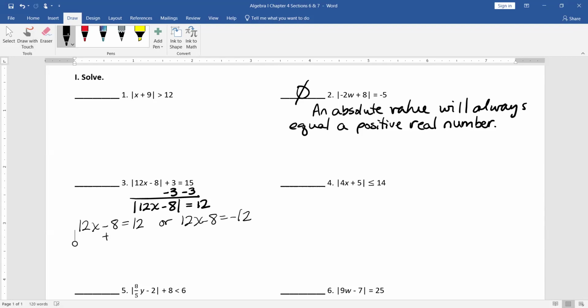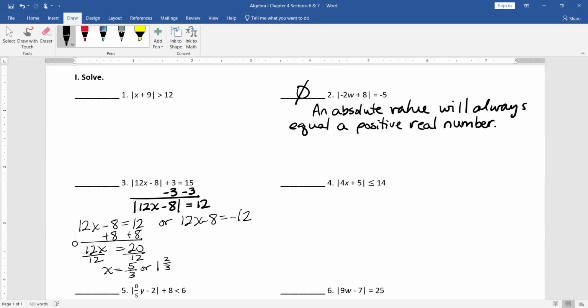All right, and then we just solve. So I'm going to add 8 to both sides. I get 12x equals 20. And then I divide by 12. Let's see, 4 goes into 20 five times. So x equals 5/3, or 1 and 2/3.